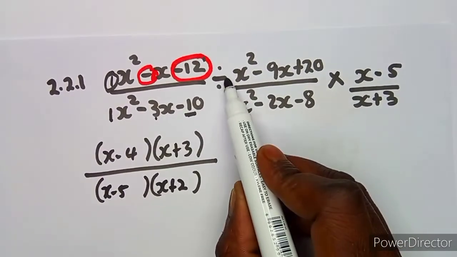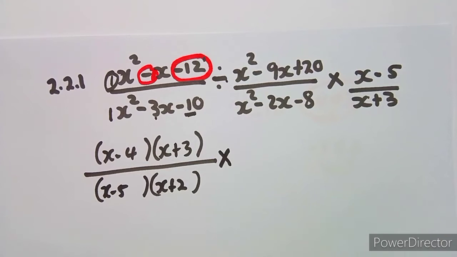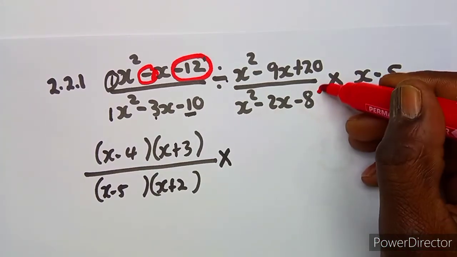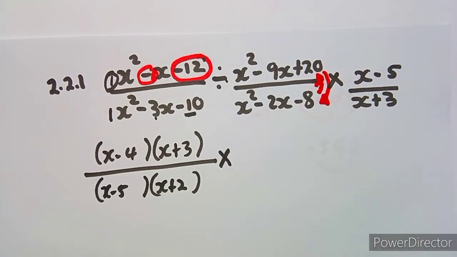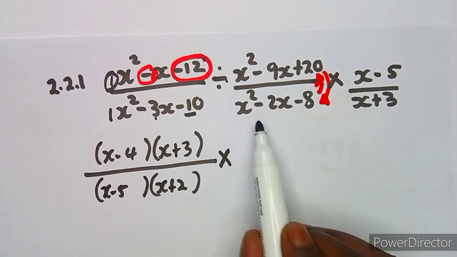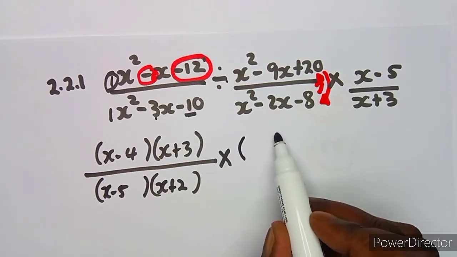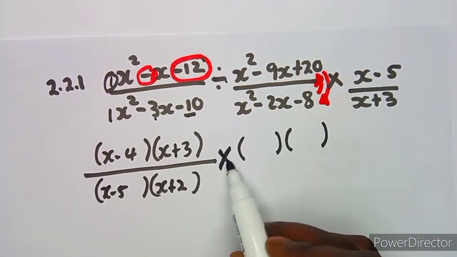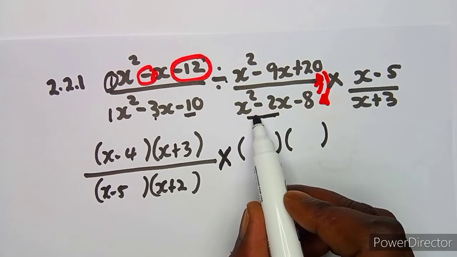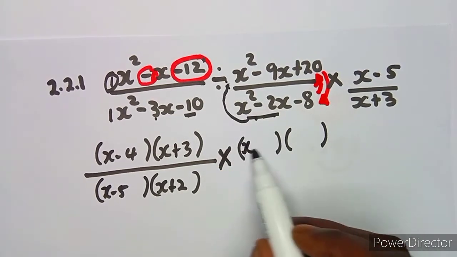Here you are dividing, so you're going to multiply. The moment you multiply, remember, you have to interchange this. So you interchange the second fraction, which means this x squared minus 2x minus 8 is the one that is going to be written on top, because you are now multiplying. So it's the one that we are going to factorize now.